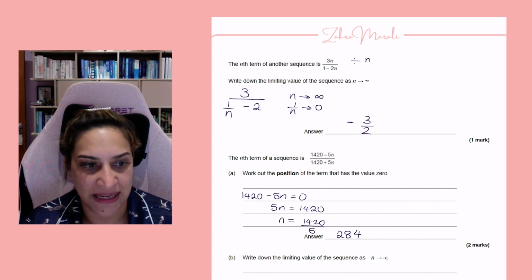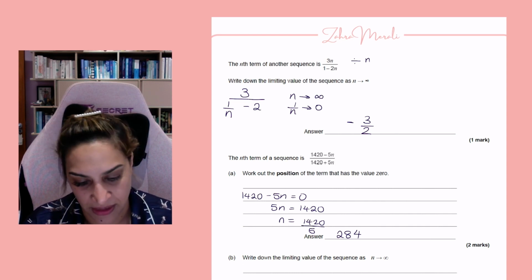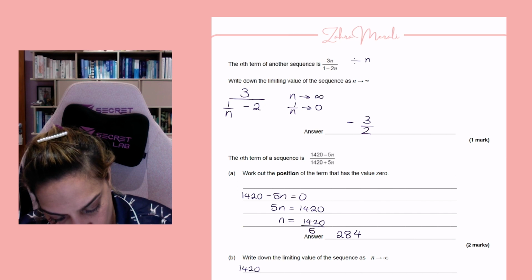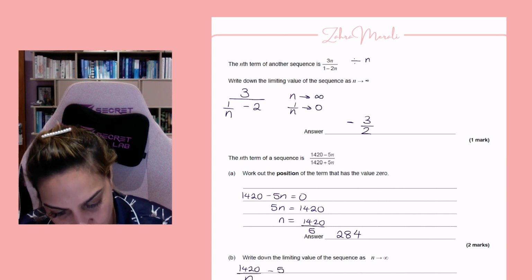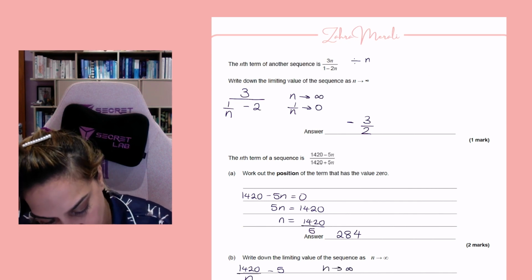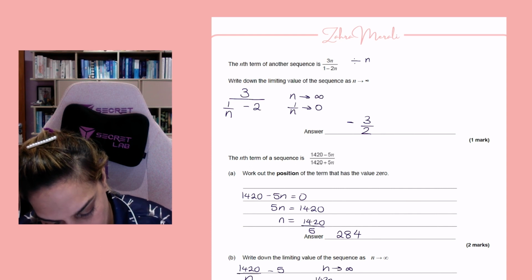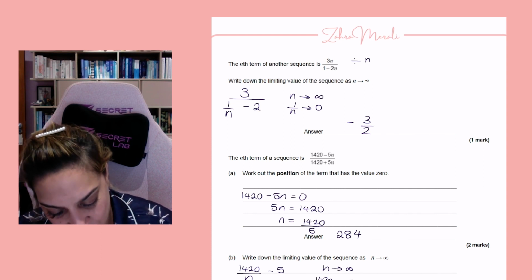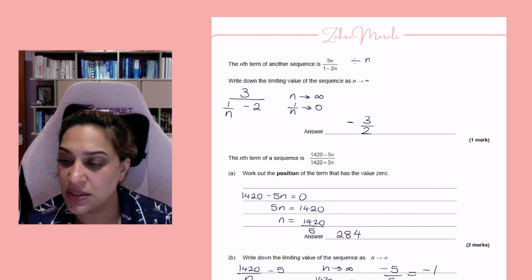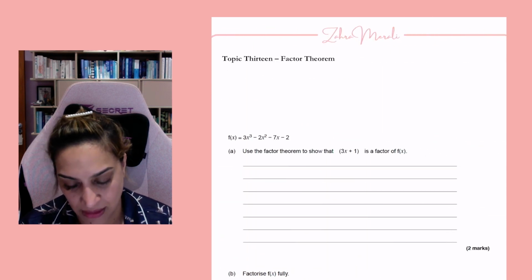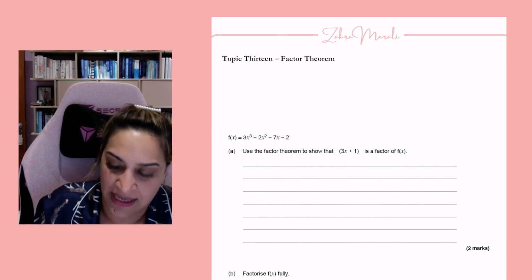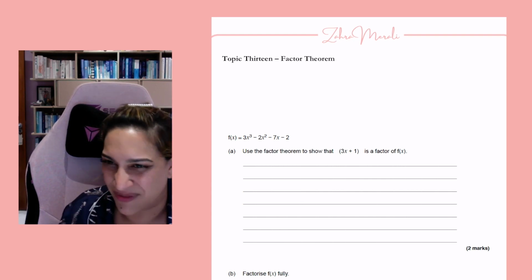And now we've got to think about the limiting sequence. Let's do it in that same way, making sure we divide everything by n. So we get 1420 over n minus 5 over 1420 over n plus 5. So as n goes to infinity, 1420 over n goes to 0, which leaves you with minus 5 over 5, which is minus 1. So your answer is minus 1. Okay, I'm trying to go through this at some sort of speed so we get through it, otherwise you'll be listening to me for hours.